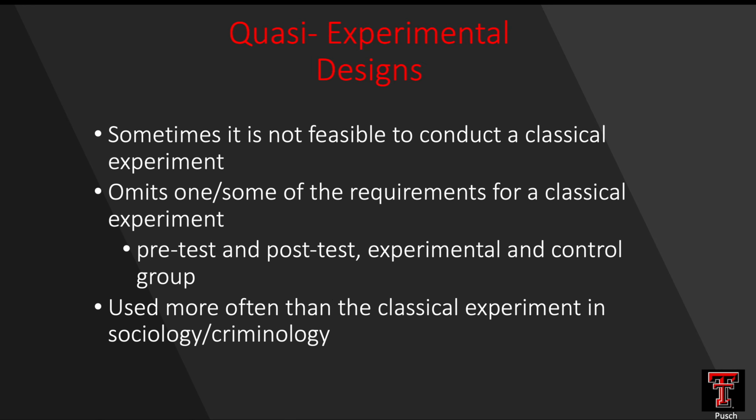Okay, so a lot of times in criminology and sociology, it's just not feasible to conduct a classical experiment. Usually we're not able to do it. Just what we're studying, there's going to be limits on that. So we use quasi-experimental designs. So this omits one or some of the requirements for a classical experiment while still keeping some of the other requirements.